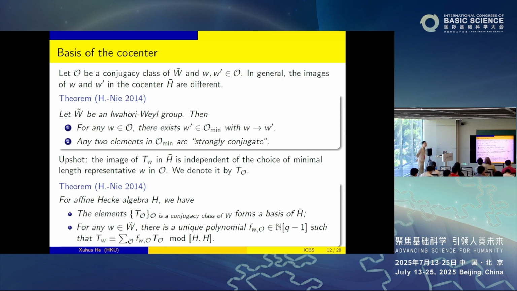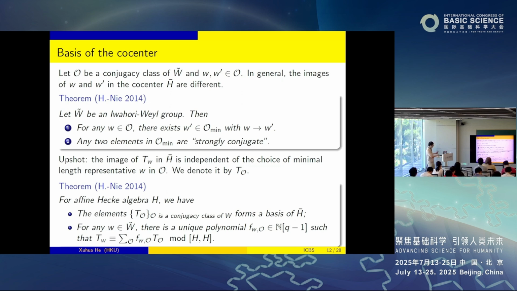So, the basis of the cocenter. We know that for the group algebra, if you have two elements in the same conjugacy class, they have the same image in the cocenter. But this is not the case for the Hecke algebra. There is some deformation which makes things complicated. However, there is a combinatorial result, which I proved jointly with Xuhua He.